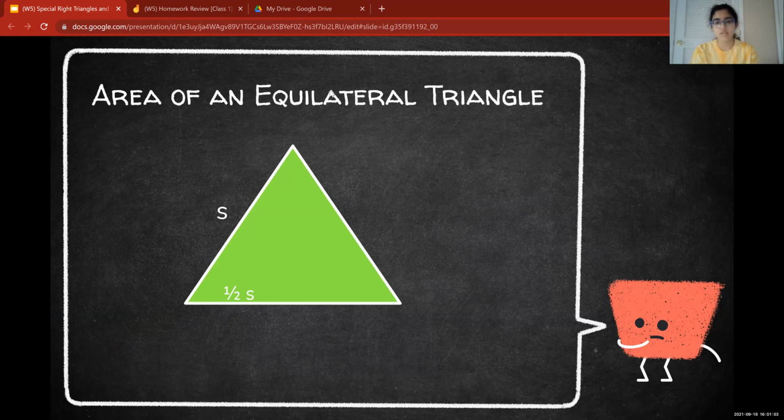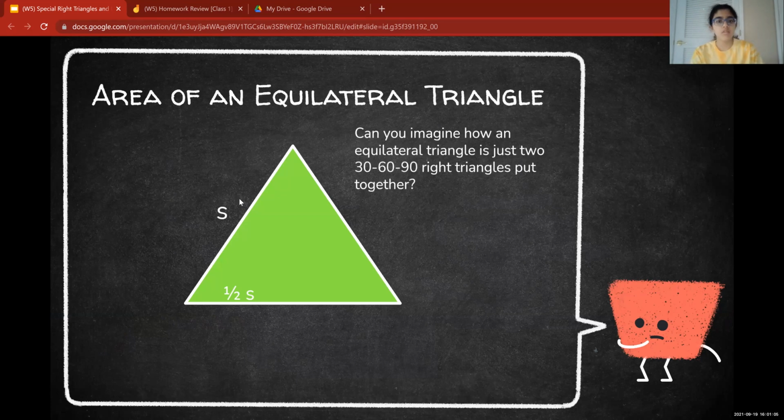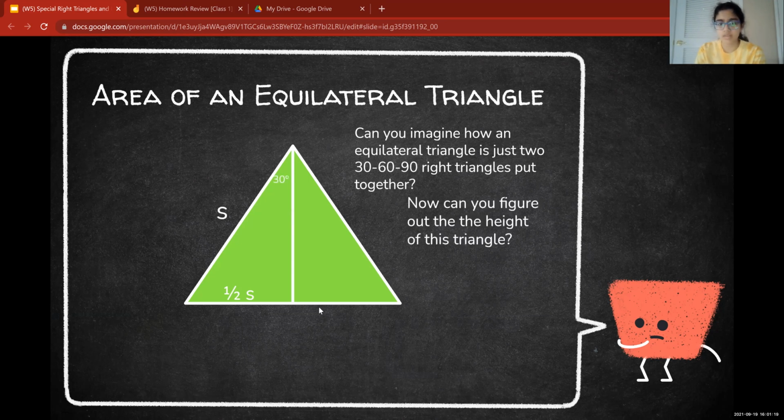Okay, area of an equilateral triangle. Can you imagine how an equilateral triangle is just two 30-60-90 degree triangles put together? We drew this earlier, right? We can see that it's two 30-60-90 degree triangles put together. So we know that using 30-60-90 degree triangles, we can figure out the height, right?